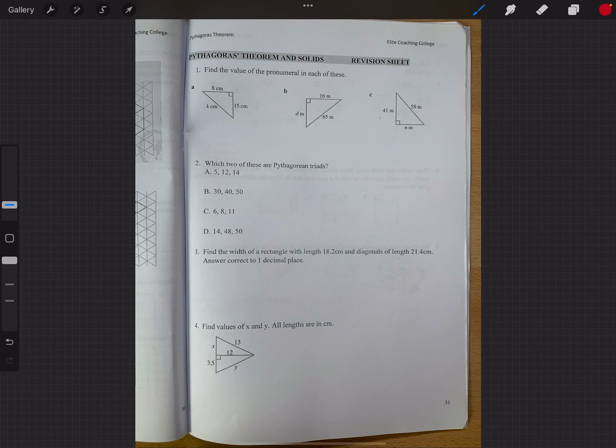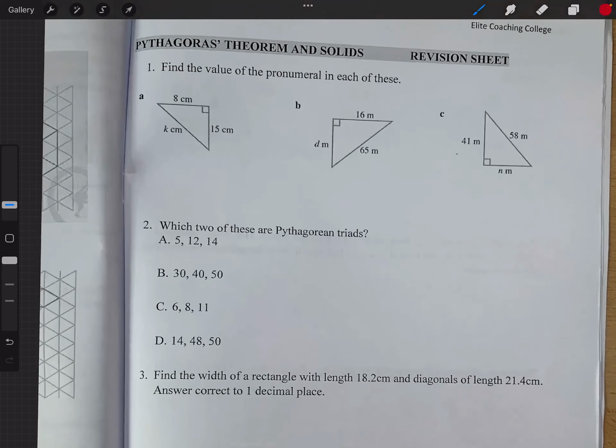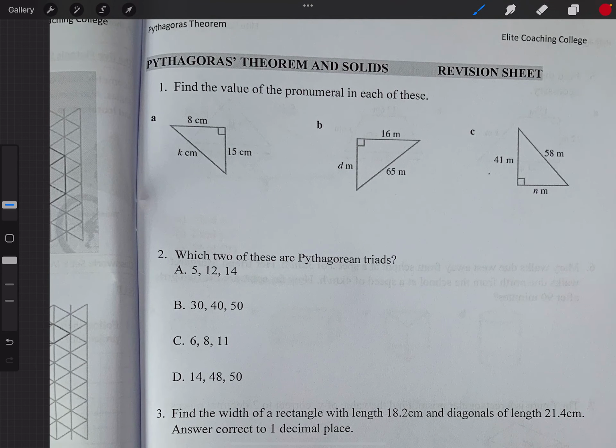On page 31, we're doing the revision sheet. Question 1. Find the values of the pronumerals in each of these.